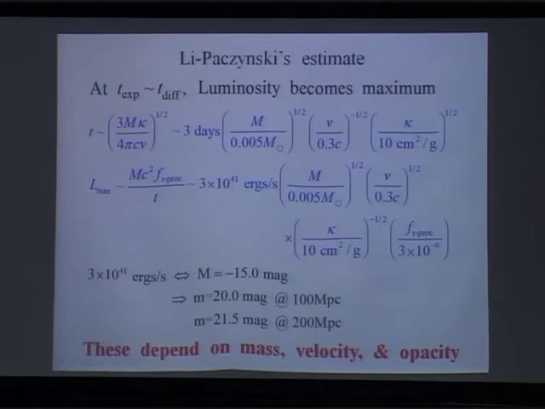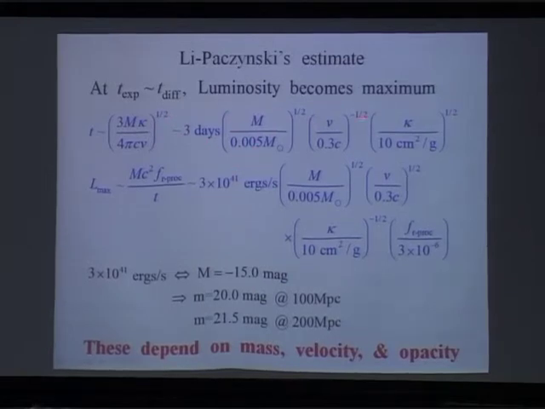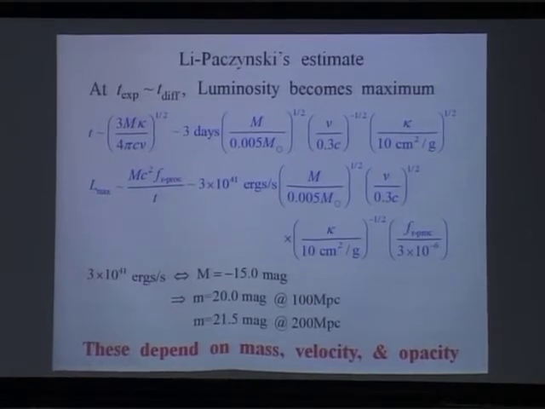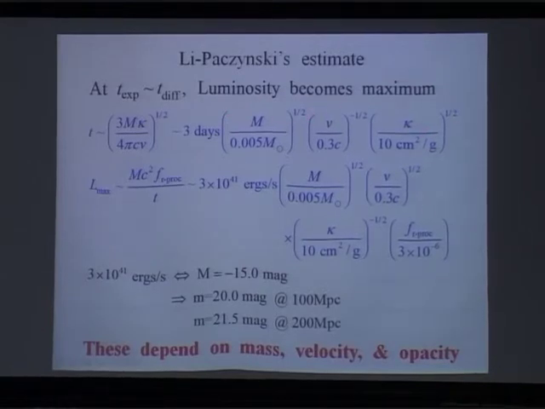So I skip all the details, but anyway, Li and Paczynski estimate that a typical duration of this event is about 3 days, if the mass is about this value, the velocity is about 30% of the speed of light, and kappa is the opacity of the ejecta. And this is the maximum luminosity. The maximum luminosity is about this value for the assumed mass, velocity and opacity.